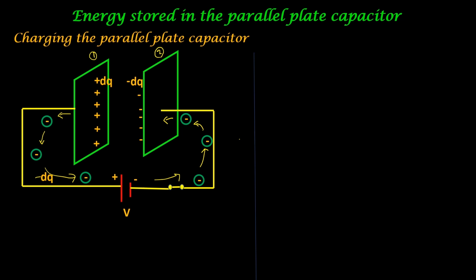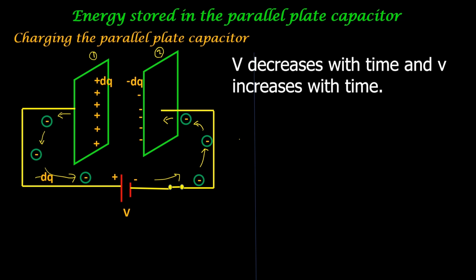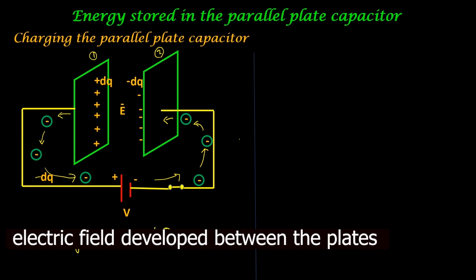As time proceeds, the potential difference of the battery decreases. Charges on the positive and negative plates go on increasing. An electric field is set up between the two plates because of the potential difference between the two plates. The potential difference of the two plates is marked as small v. As the positively charged first plate has positive potential and the negatively charged second plate has negative potential, the direction of the electric field is from the positive to the negative, that is from the first plate to the second plate.